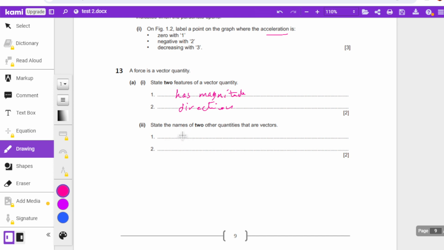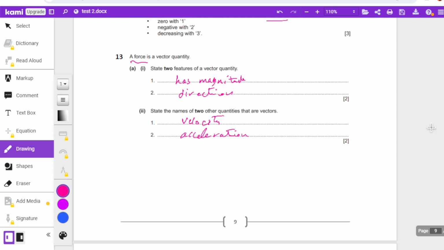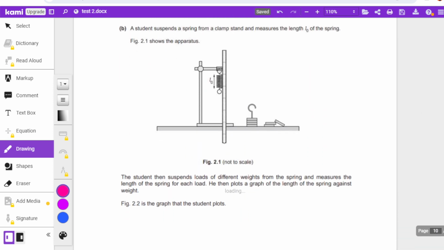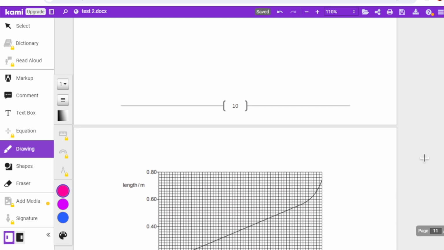Yes, we have, for example, velocity and acceleration. Also, you can use momentum, but you can't mention force because force is given in the question, okay? Now let's move to the next.